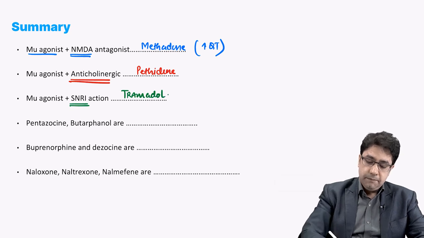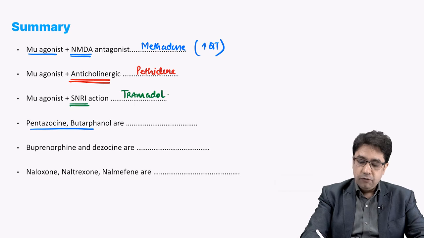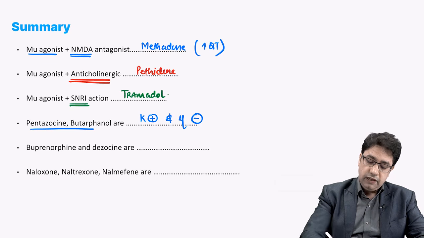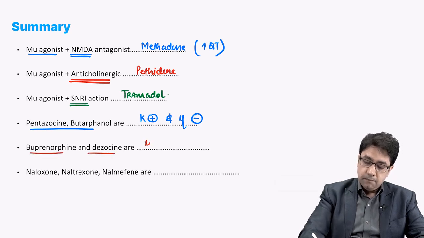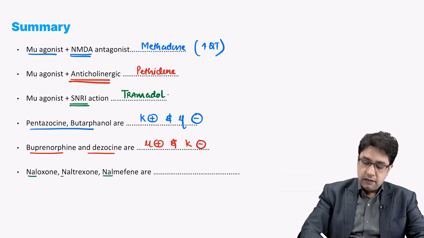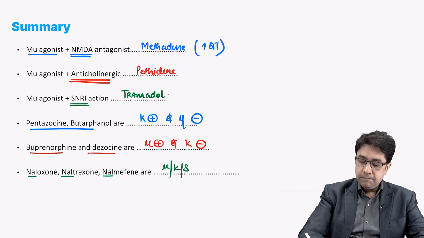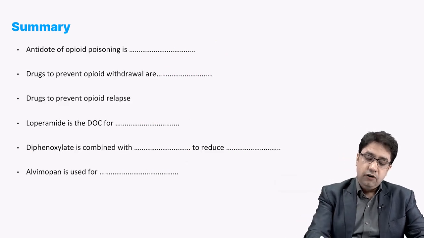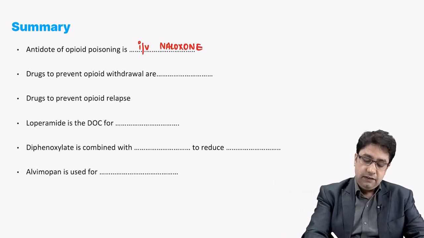So pentazocine and butorphanol are mixed acting opioids. They are kappa agonist and mu antagonist. Buprenorphine and dizocine are opposite. They are mu agonist and kappa antagonist. Naloxone, nalmefene, naltrexone, the nal word is coming. They are mu, kappa and delta antagonists. They are pure antagonists. Now, which is the antidote of opioid poisoning? Antidote of opioid poisoning is IV naloxone.